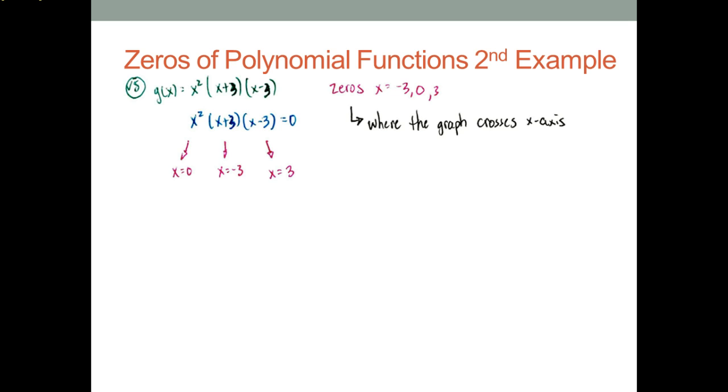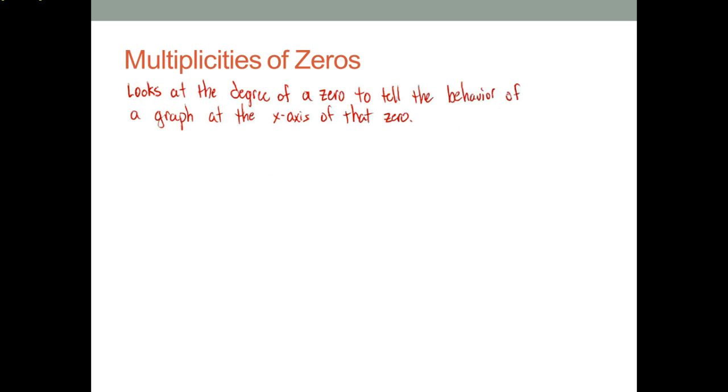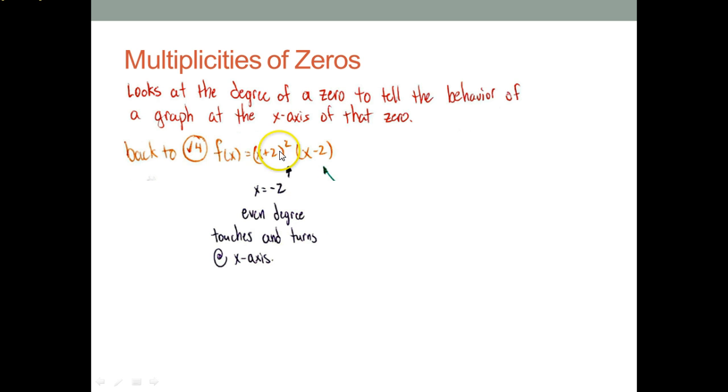So that, of course, is going to bring us to the multiplicities of zeros. So really, multiplicity looks at the degree of a zero to tell the behavior of a graph at the x-axis of that zero. So let's go back to checkpoint 4. So we're going to look at two different terms. So the degree of the first one, x is -2, is even because this has a 2. So an even degree means that it touches and turns at the x-axis.